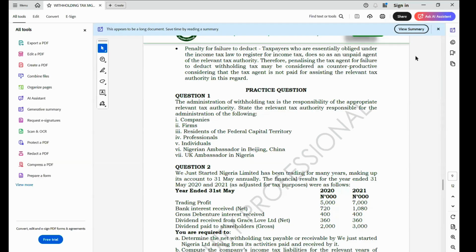What you need to know is that VAT and withholding tax are different aspects. They are not the same. VAT is a consumption tax, apart from the 7.5% rate. When you consume certain goods and services, you are liable to pay VAT. But withholding tax is not a consumption tax. Withholding tax is a tax on income.